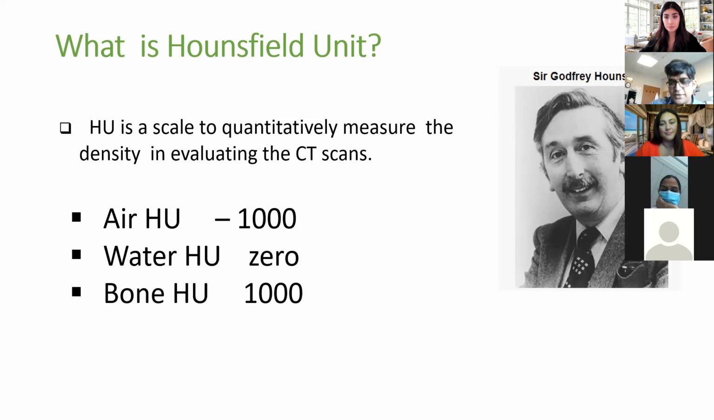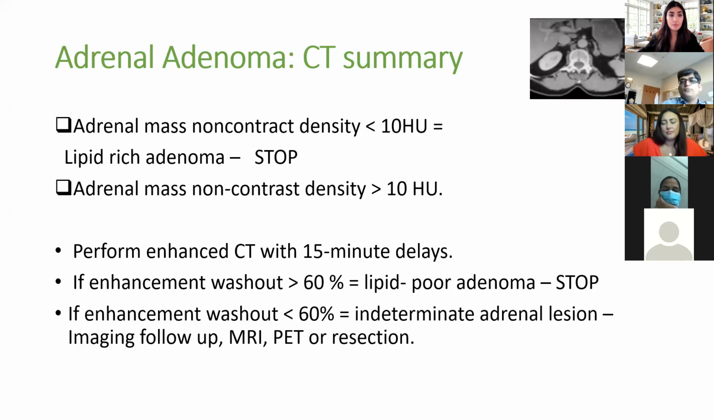So the first thing to know is what kind of scan was done. Was it with contrast or without contrast? And then if it was done without contrast, we need to know the Hounsfield units. So if you have a non-contrast CT scan and the Hounsfield units are less than 10, then this means that this is a lipid-rich adenoma, and that's a benign finding. That's what we want to see, so that we can reassure the patient then and there in the ER that, look, this is not a cancer. You don't have to worry about a malignancy. This is a piece of fat sitting on top of the kidney.